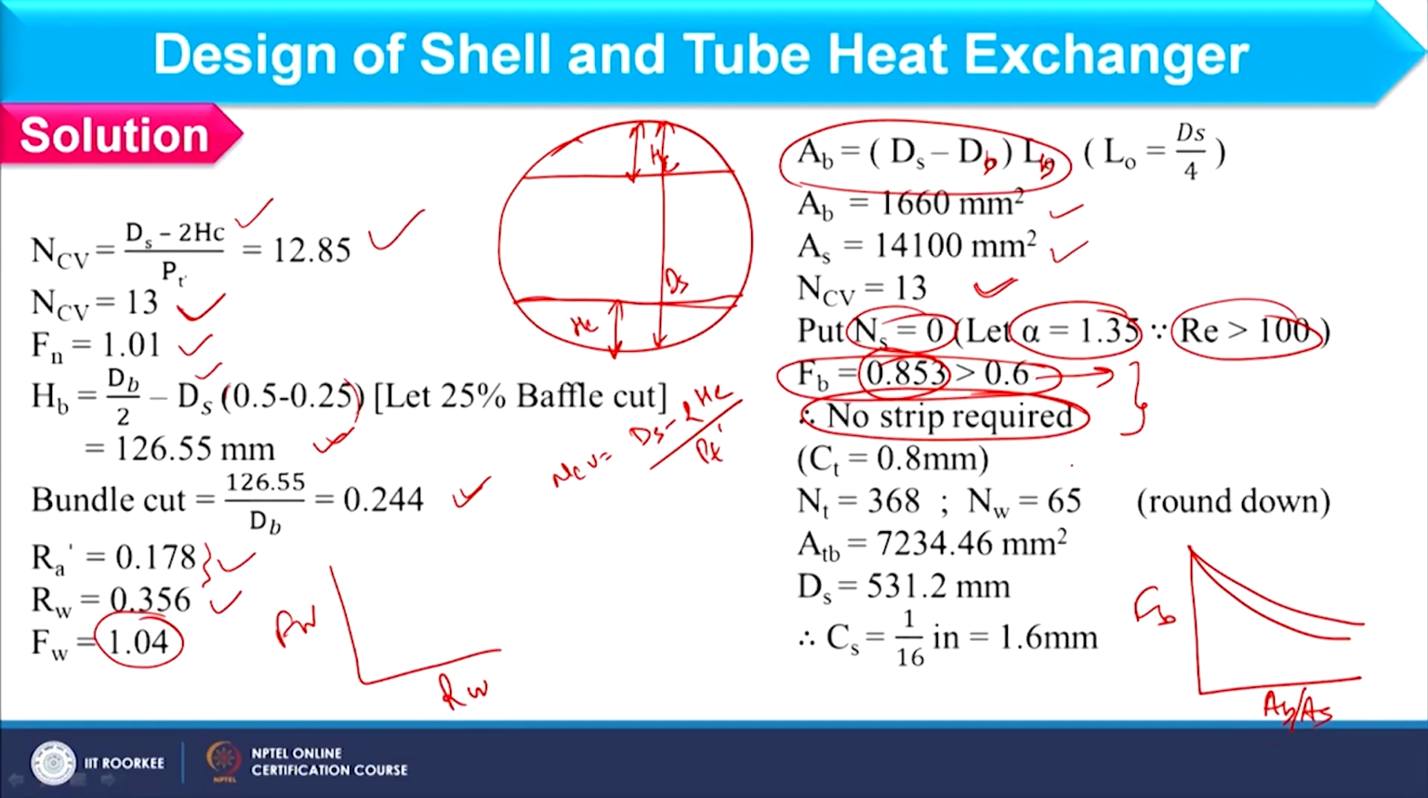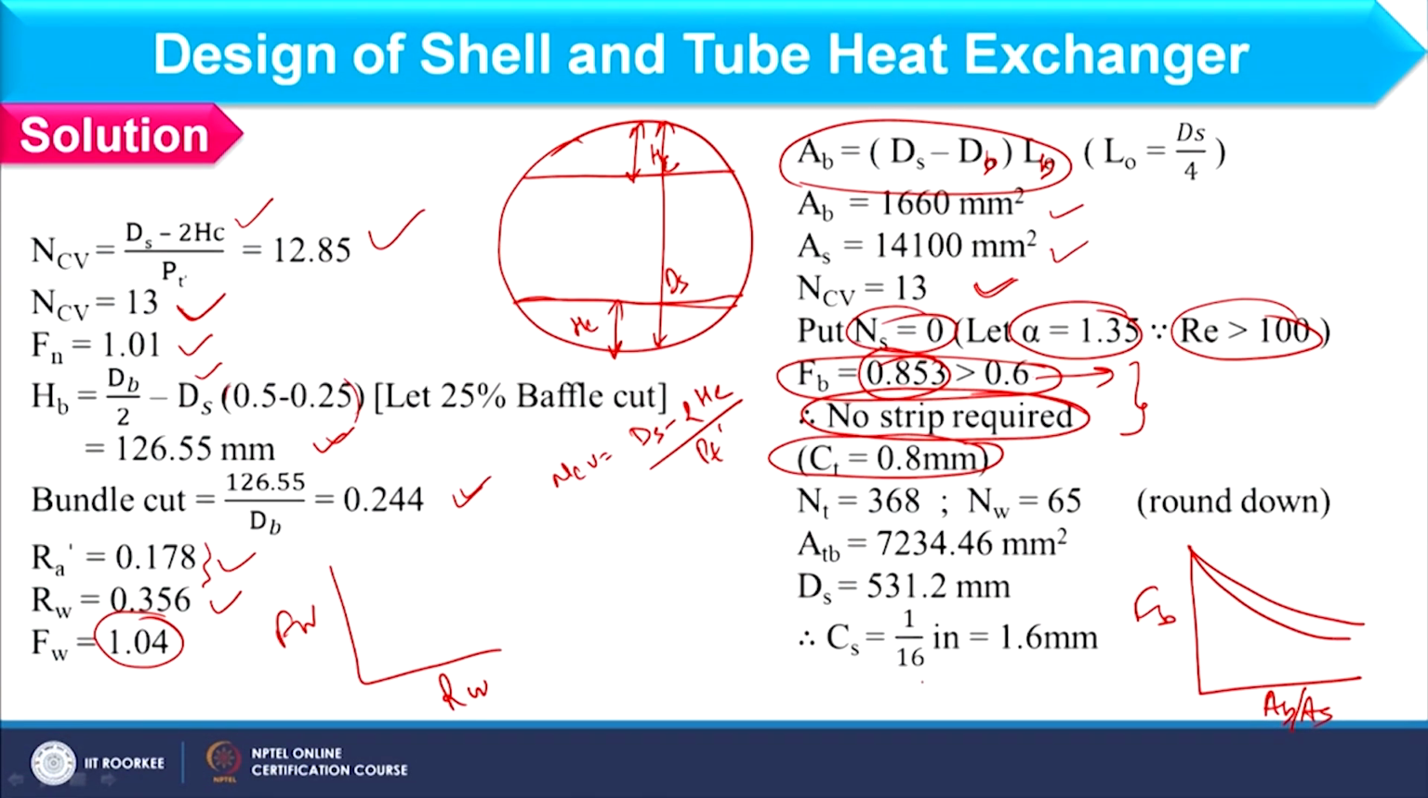So next we will find out the leakage correction factor. For that you should find out the values of ATB and ASB, right. In the ATB expression you should use CT, which is equal to 0.8 mm, which is the fixed value in all cases, and in ASB you have to find out the CS value, right. So you consider CT as 0.8 mm.